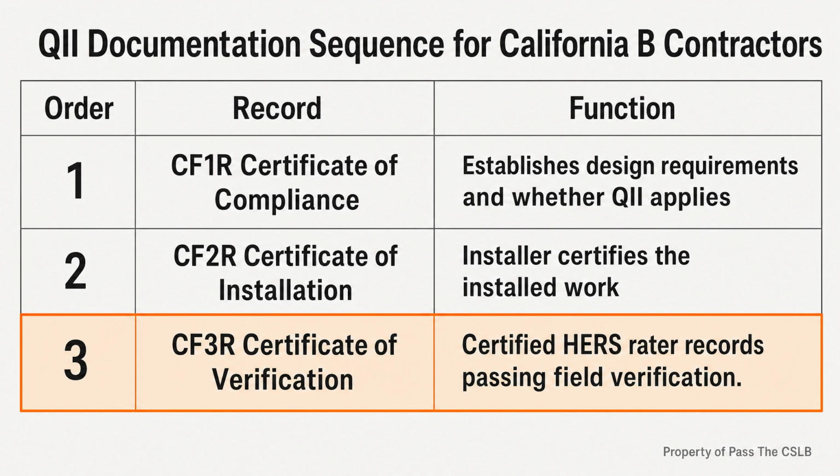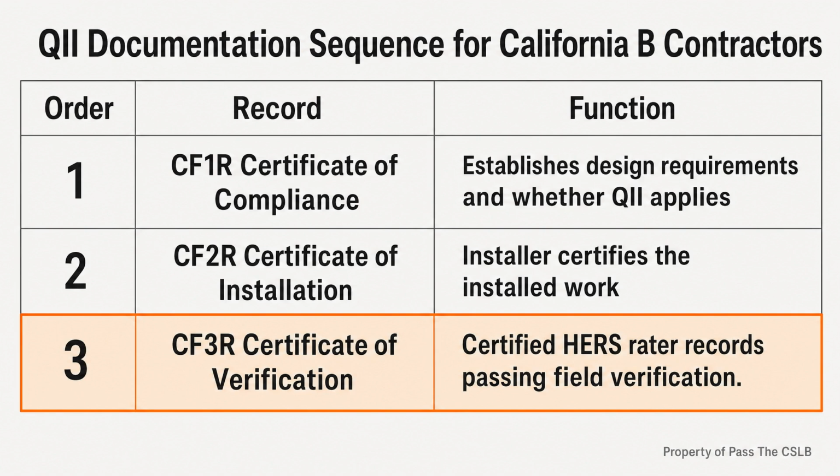The Certificate of Compliance, commonly called CF1R, establishes the design requirements and indicates whether quality insulation installation is triggered for the project. The Certificate of Installation, commonly called CF2R, is signed by the installing contractor, or by the General B contractor when acting as the installer, to certify the installation. The Certificate of Verification, commonly called CF3R, is completed by the certified rater after passing verification.